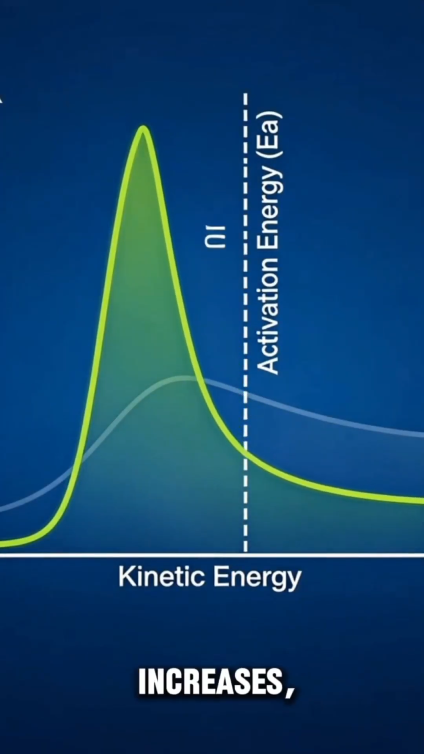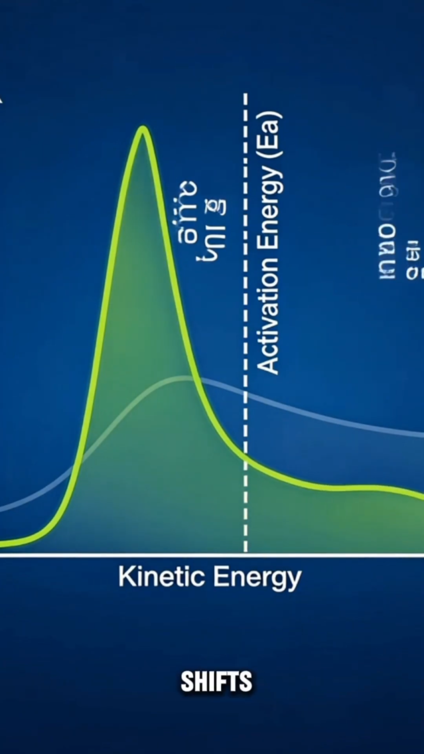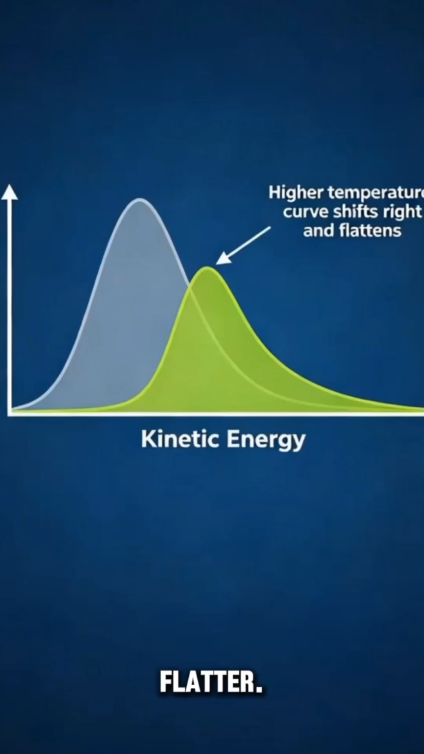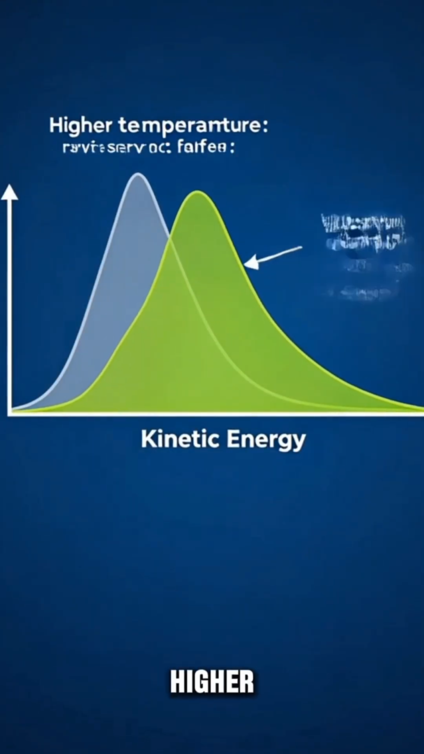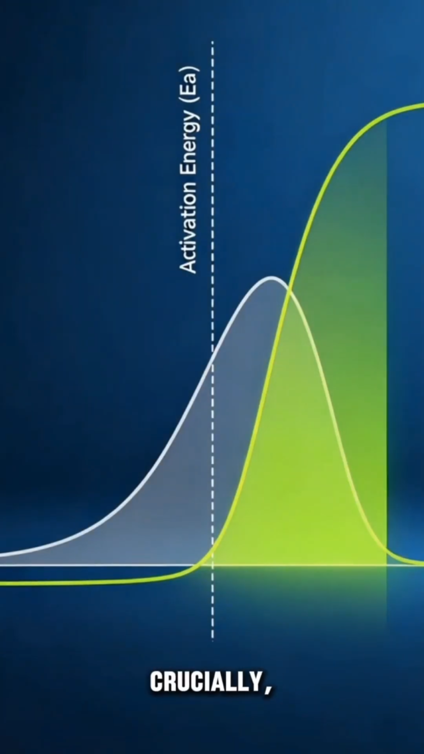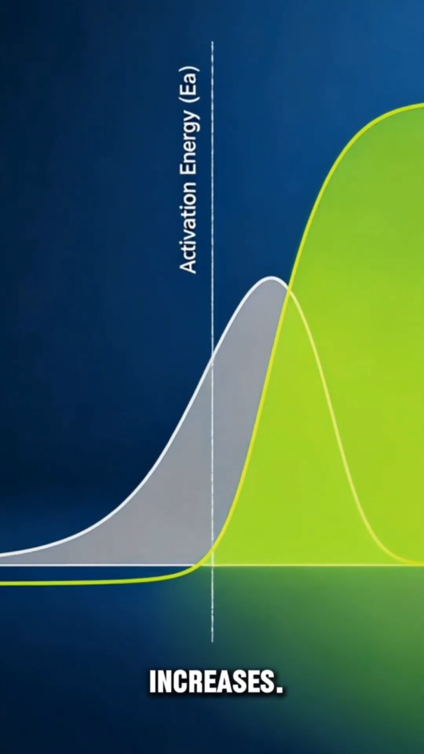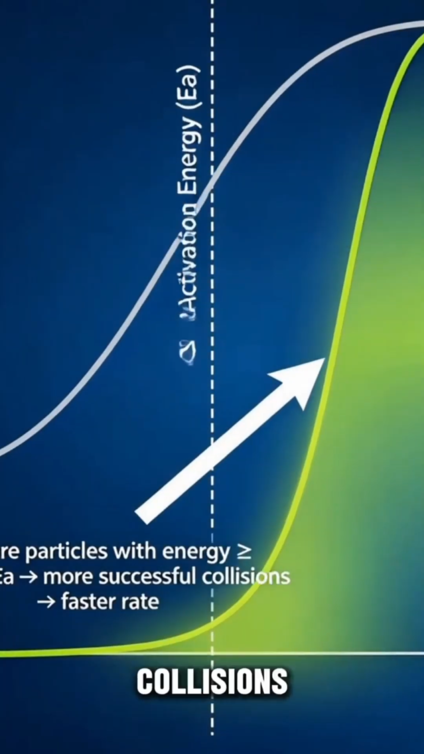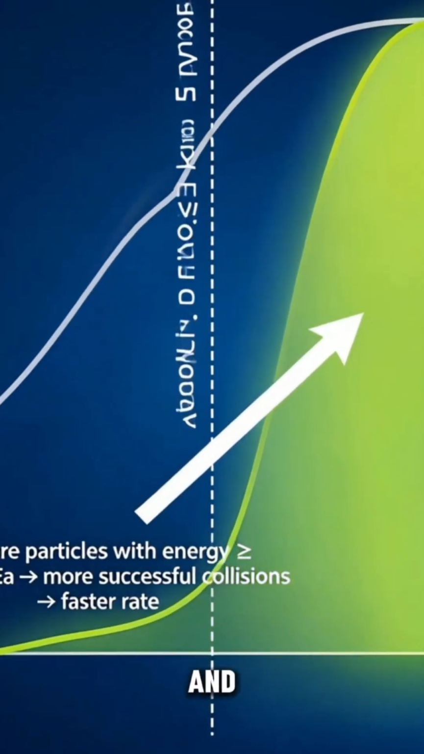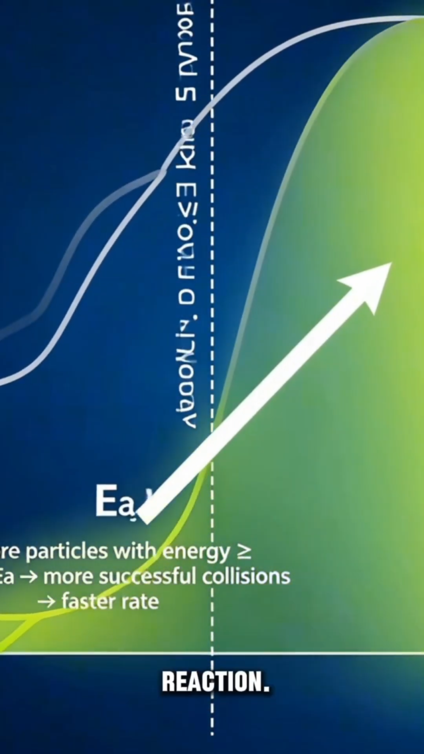When temperature increases, the entire curve shifts to the right and becomes flatter. The peak moves to higher energy values. Crucially, the area of particles with energy over EA increases. This means more successful collisions per unit time, and therefore a faster rate of reaction.